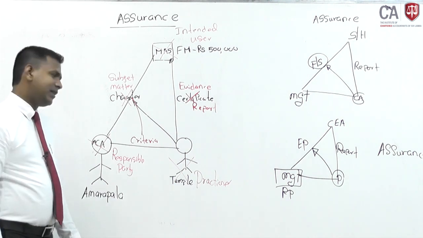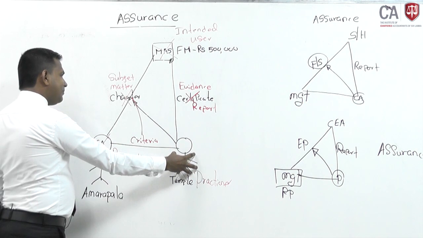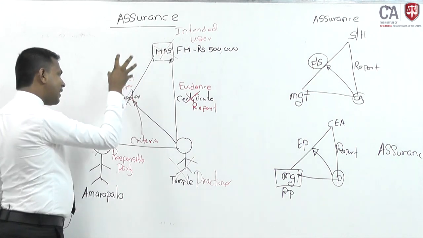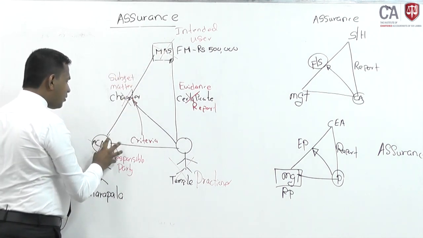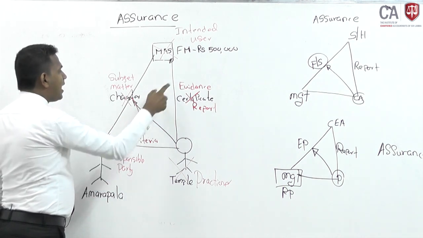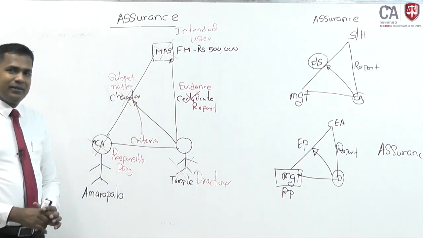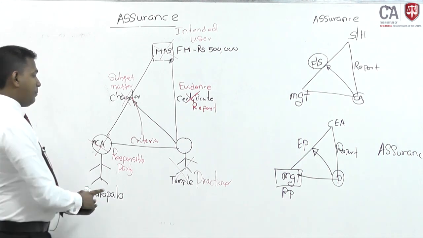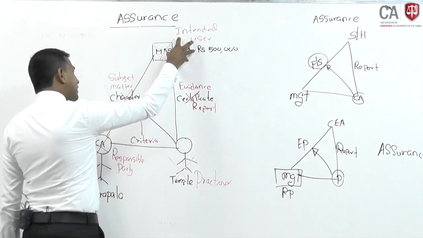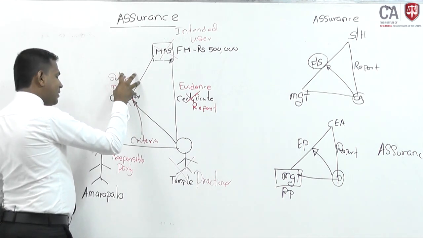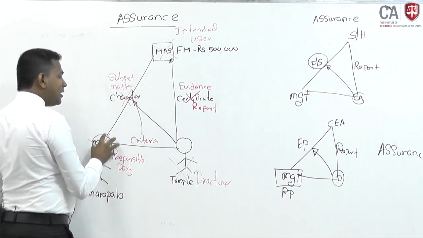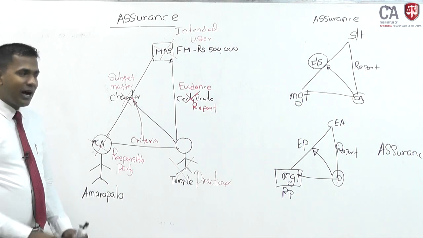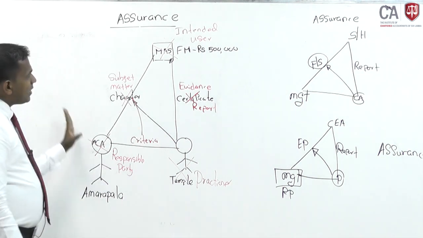Definition, not to memorize. What is the definition? Practitioner expresses an opinion to the intended user on the subject matter prepared by the responsible party using the criteria after obtaining the evidence. This has to be taken into the mind. So what is the definition? Practitioner expresses an opinion to the intended user on the subject matter prepared by the responsible party using the criteria after evaluating the evidence. So now this is the general definition, can be applied for anything.